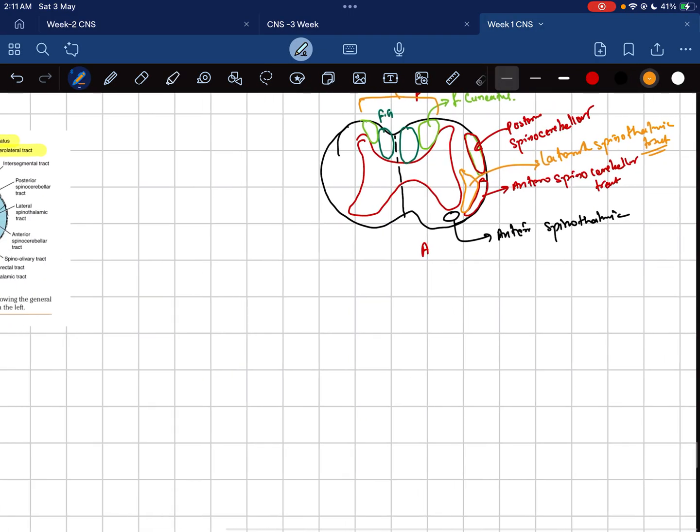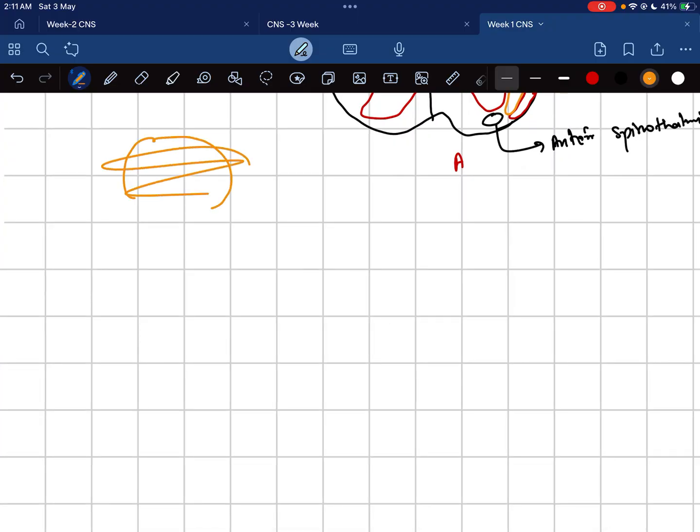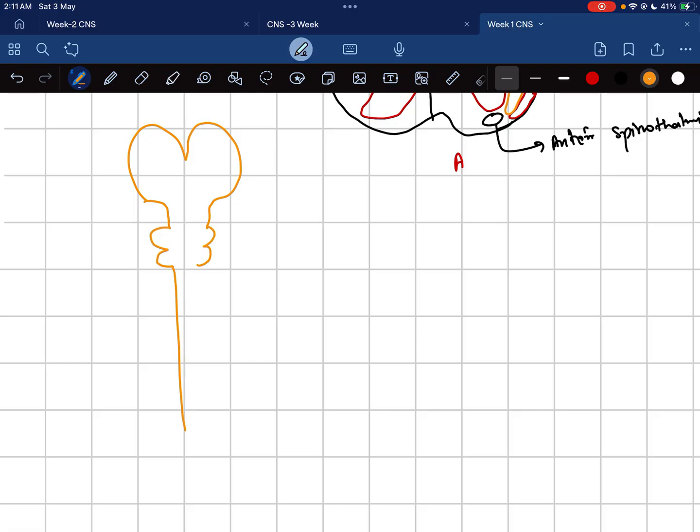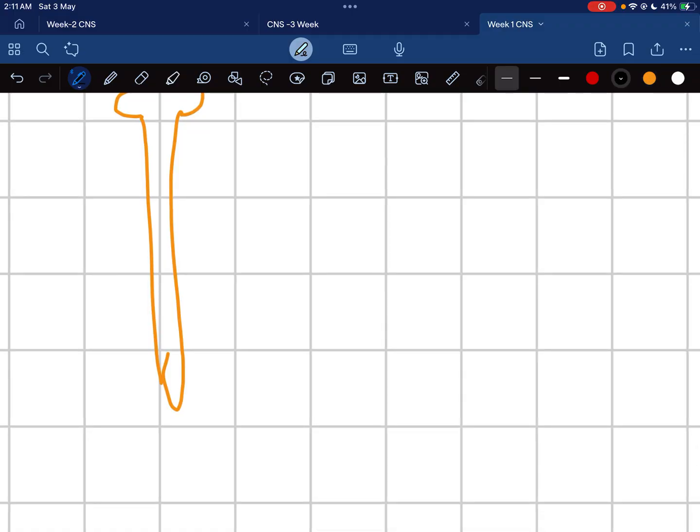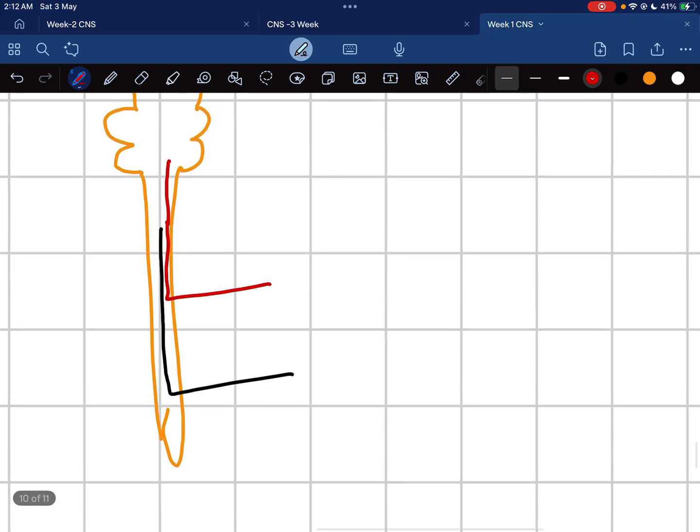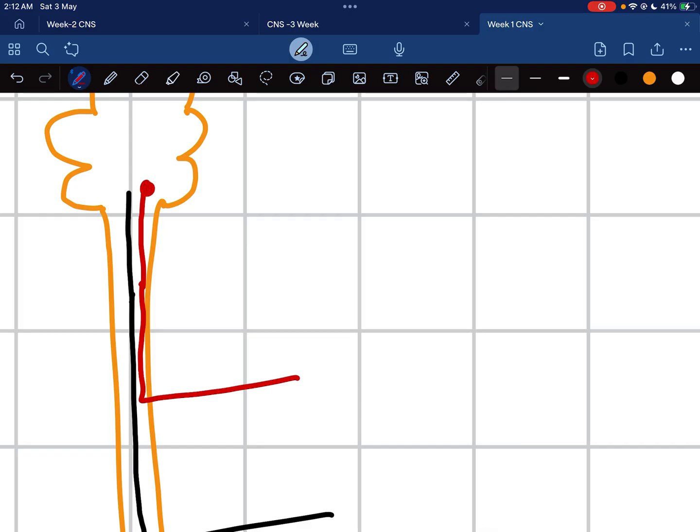Moving on to the dorsal column. If I draw, this is the cerebrum, midbrain, pons, medulla, and the spinal cord. In the spinal cord, from the lower portion of the body, the fasciculus gracilis is going up, and from the upper part of the body, the fasciculus cuneatus is going up to the medulla, and there is a nucleus in the medulla for the gracilis and cuneatus. After that, from this nucleus, the fibers pass through the opposite side and go to the thalamus.